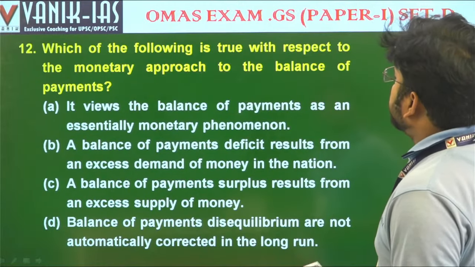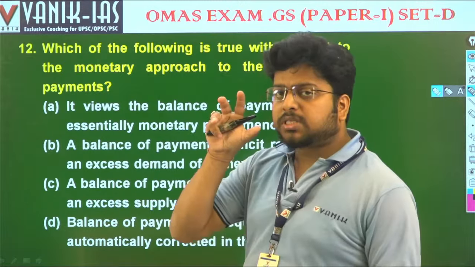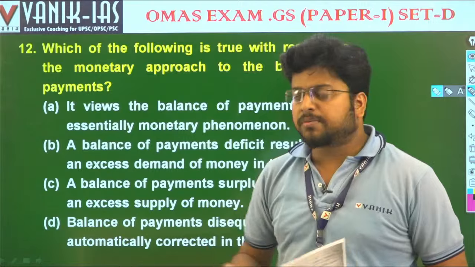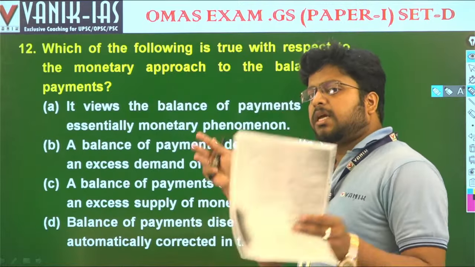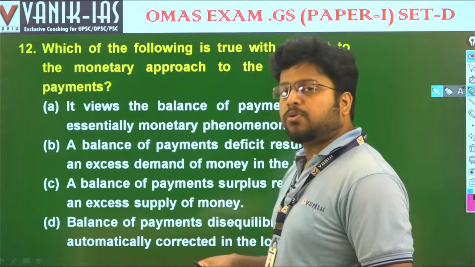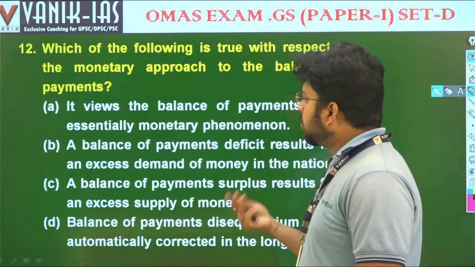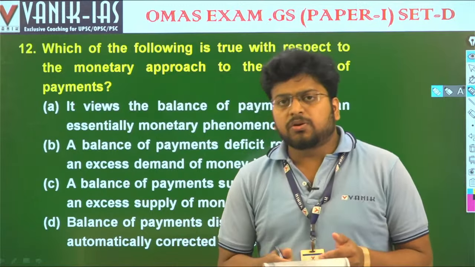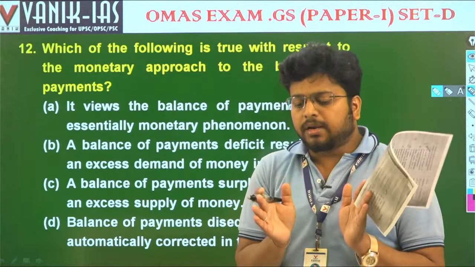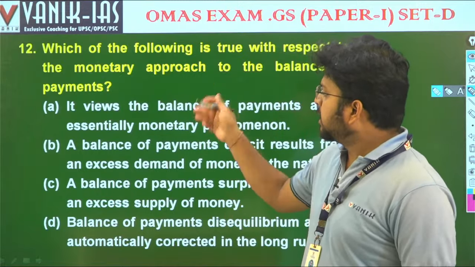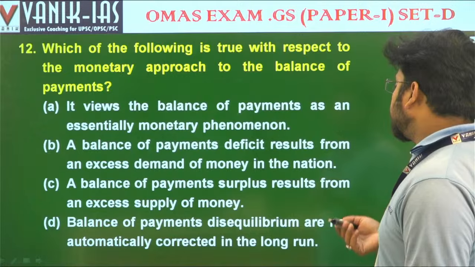Which of the following is true with respect to the monetary approach of the balance of payments? When you talk about an approach, it means you are observing that particular phenomenon through that lens. So it views the balance of payments as essentially a monetary phenomenon. Balance of payments is exports minus imports. So is it a monetary phenomenon or a fiscal phenomenon? Here it is considered a monetary phenomenon. When a particular theory or approach arises, you consider the whole process through that lens. Next option: a balance of payment deficit results from excess demand for money in the nation.